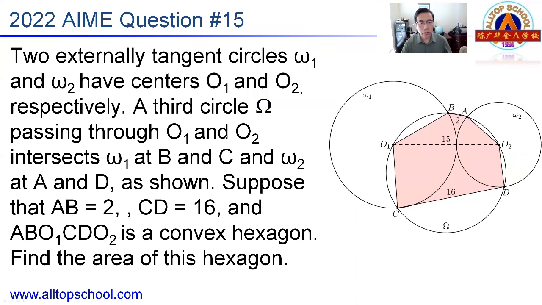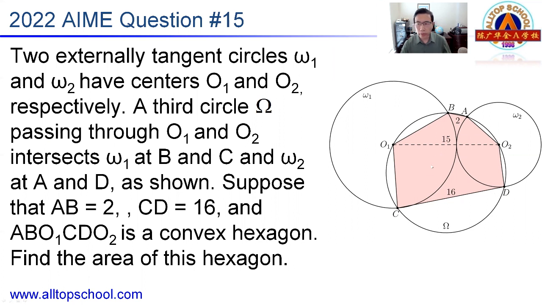A third circle omega passing through O1 and O2 intersects omega 1 and omega 2 at the two points B and A respectively, as shown. It also intersects the other two points C and D. The top two points have distance 2, and the bottom two points have distance 16.